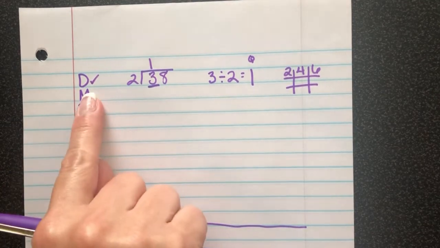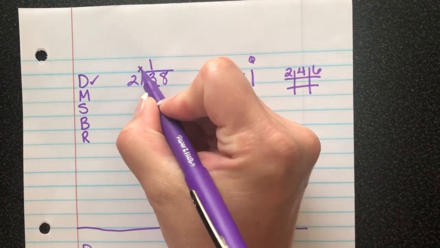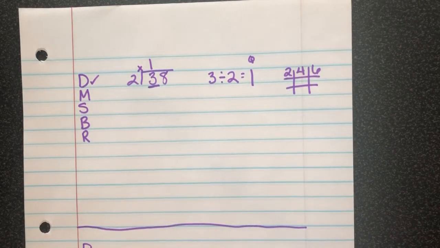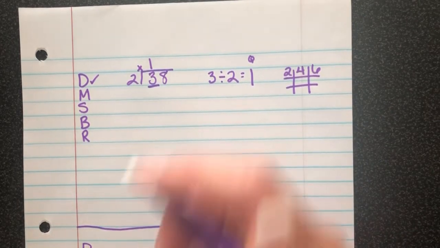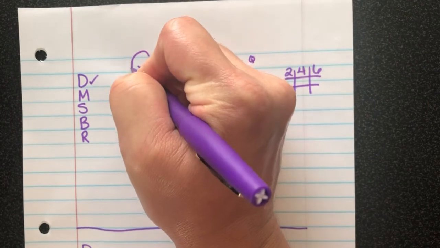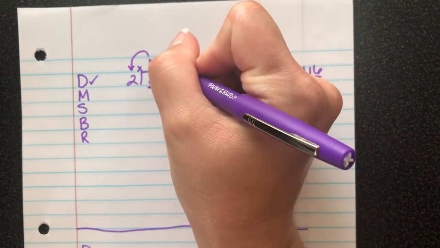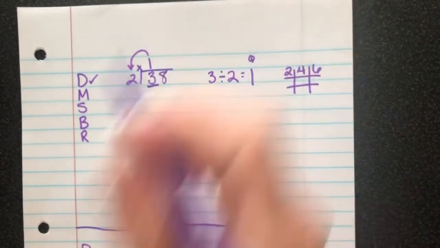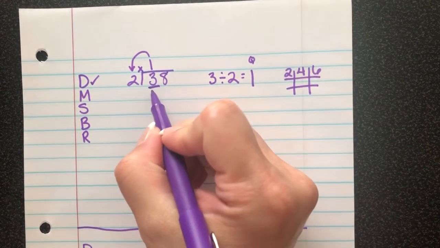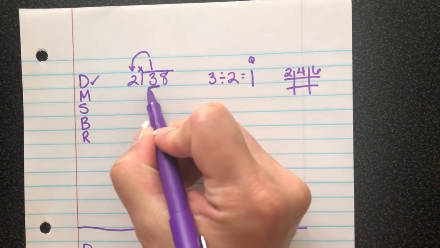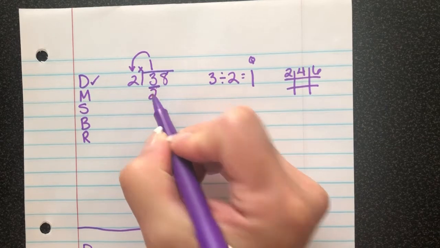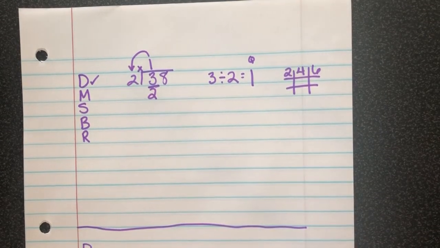Now my next step is to multiply. So I'm going to put my little multiplication sign there on the corner of the house, and I'm going to multiply. I'm going to use my arrows just as a reminder. I'm going to multiply that 1 that I just put up there times my divisor of 2, which is 2. And that's going to go underneath the digit that I underlined. So I put my 2 there.